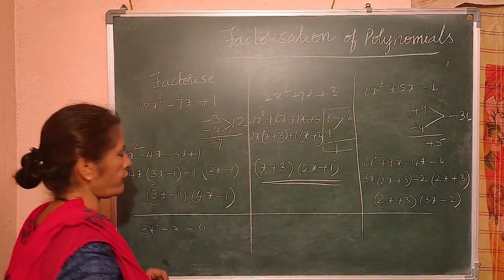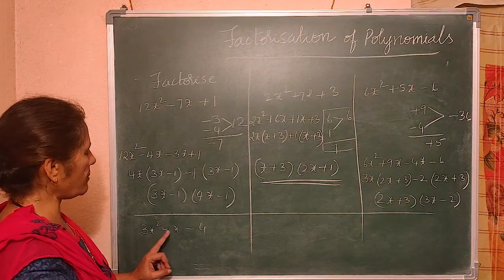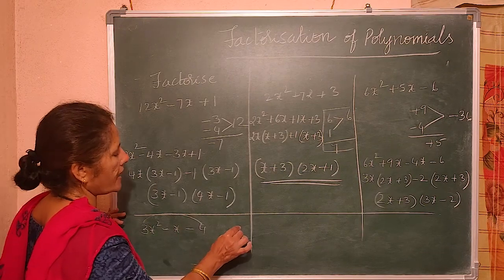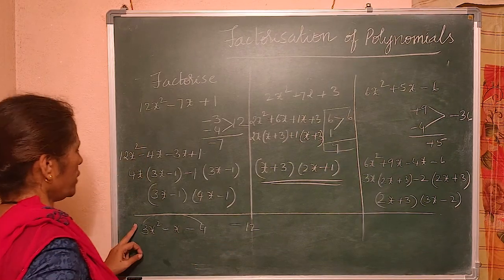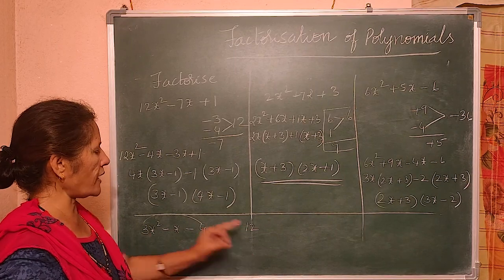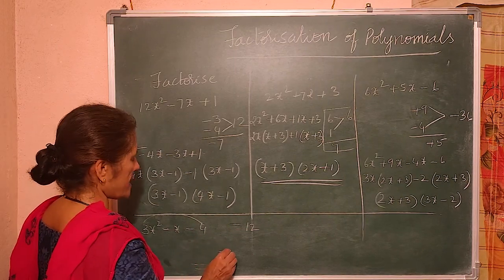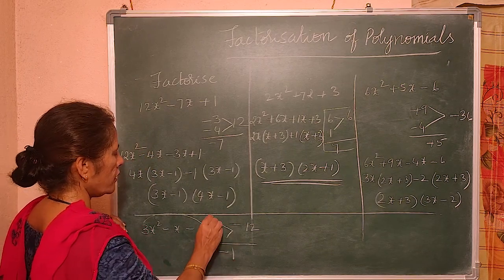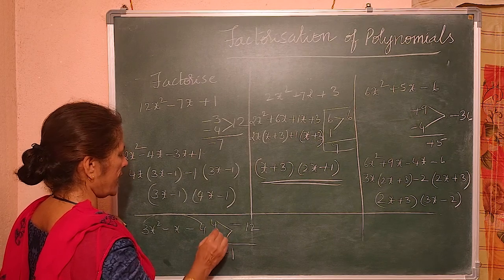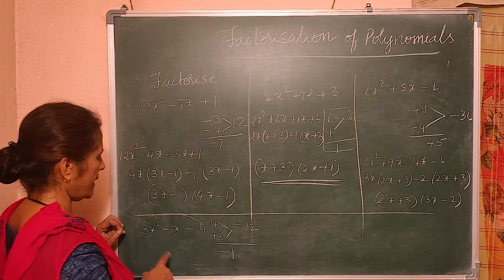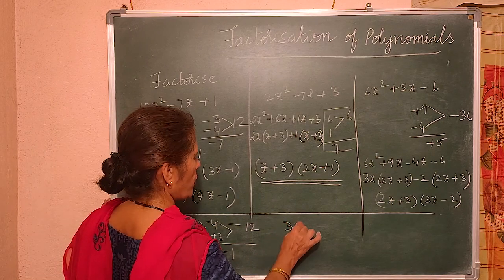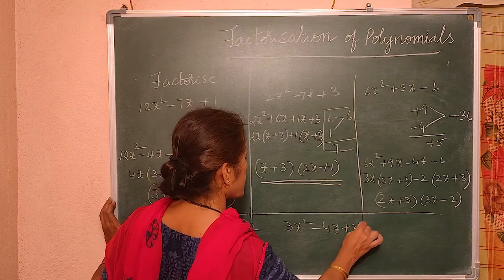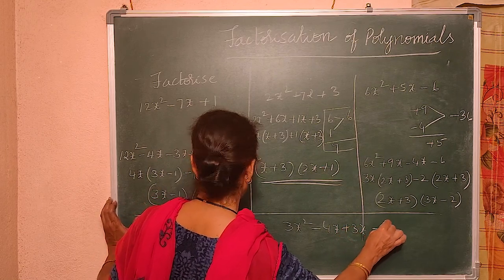Now, the last one of today's class: 3x square minus x minus 4. What is the first step? 3 into minus 4. What is that? Minus 12. 3 into minus 4. Minus 12 should be the product. Minus 1 should be the sum. So, how can you do it? 4 and 3. Minus 4 plus 3. Let me write down: 3x squared minus 4x plus 3x minus 4.